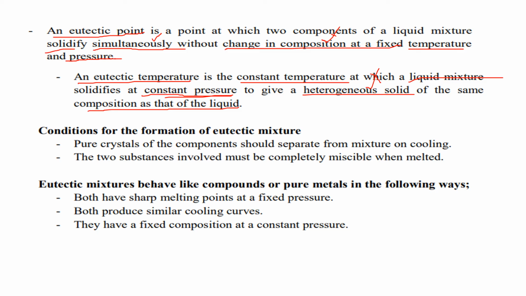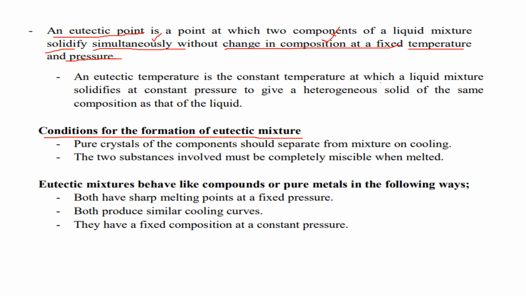This word is key: a heterogeneous solid of the same composition as that of the liquid. So you should always make sure that you cram and understand those definitions. Make sure that conditions are always presented, and don't leave any mark on the table. So let's look at the conditions for the formation of the eutectic mixtures. What are the conditions in which eutectic mixtures can be formed?